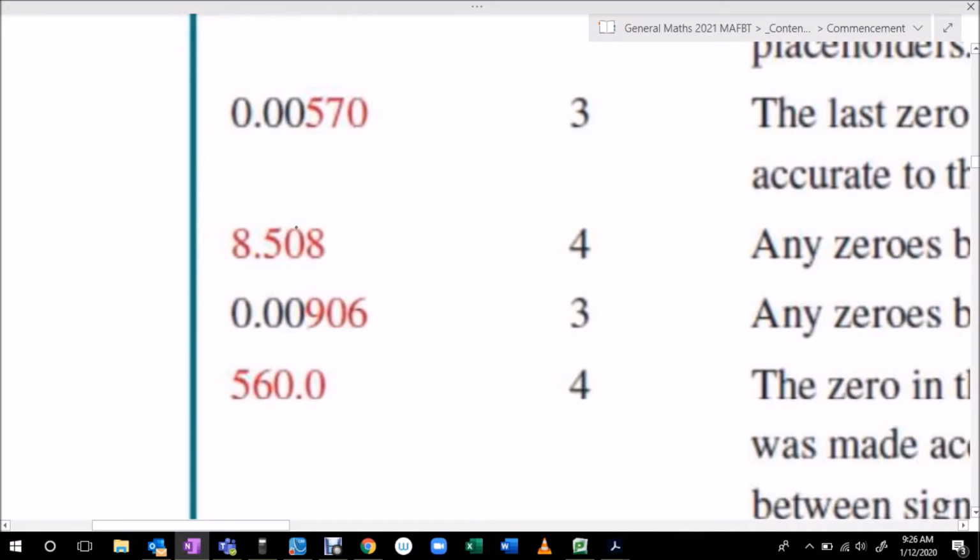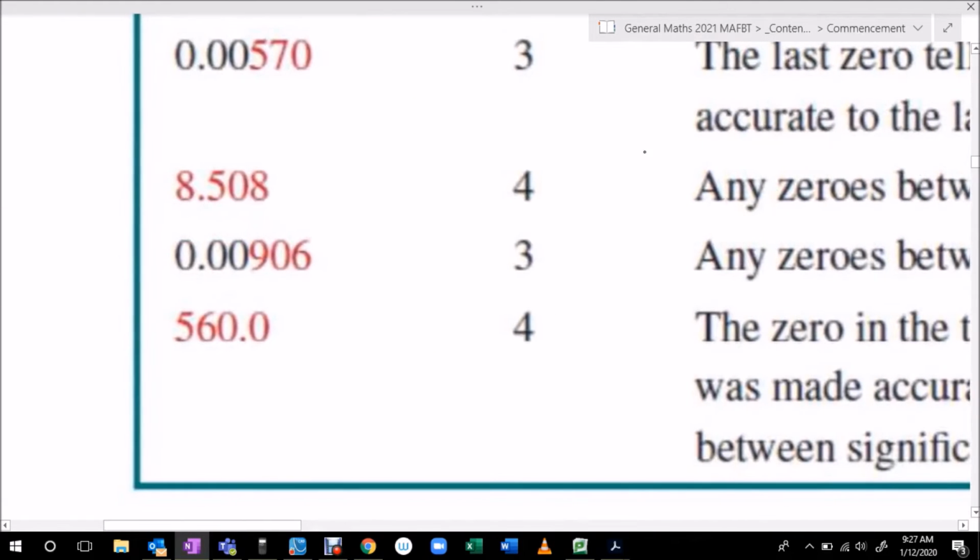This one here, 8.508, is significant because that zero is in between 5 and 8. Same with 906, significant because it's in between. Now this one, the book does say this is significant, but if you look at this number, you should generally just represent it as 560. But because they've left that zero there, there's a purpose. The answer might mean that this was a rounded answer.